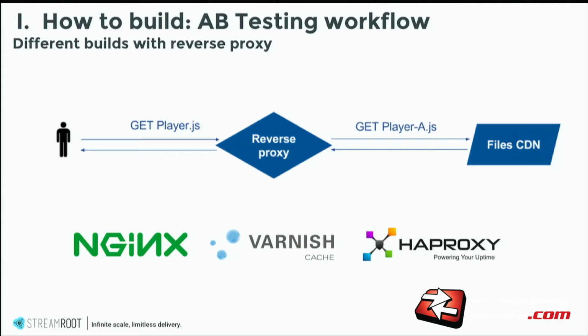So the second method is to provide a different build version of the player by placing a reverse proxy in the middle. So what happens is that, for example, the user requests player.js, the reverse proxy will either add an A or a B at the end of the URL, depending on custom parameters you set up in the reverse proxy. So it can depend again on the stream they're watching or on some random percentages that you set up.